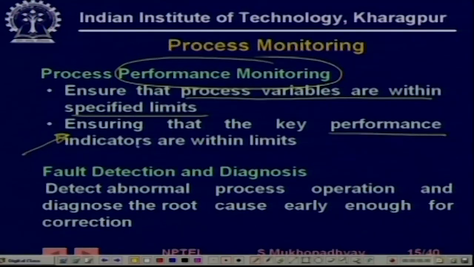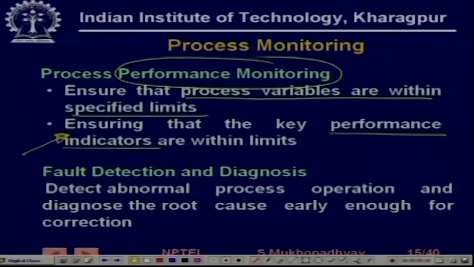So no limits are being crossed, quality will be okay. And you are also ensuring that other key performance indicators, for example, energy being spent, compositions of waste, the amount of scrap, or the amount of raw material that you are consuming per unit product, or the loop dynamic performance, are within limits. So while you are doing performance monitoring, you are trying to look for better optimization opportunities, but as such the plant is operating okay.